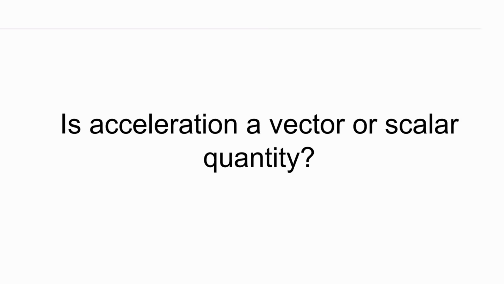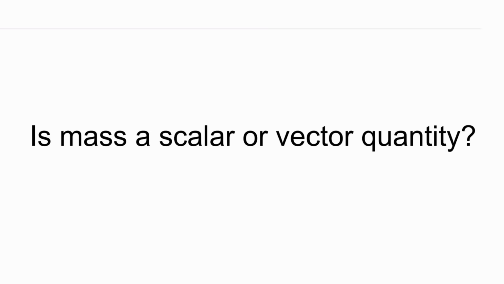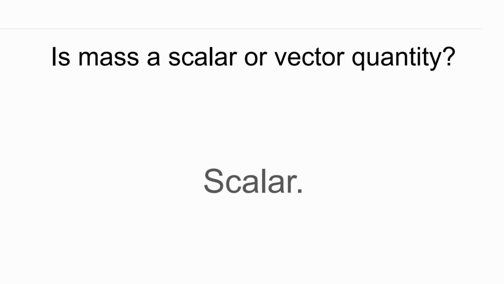Is acceleration a vector or scalar quantity? When you move from here to there, it is sometimes positive and sometimes becomes negative. It has a direction, so it is a vector quantity. Is mass a scalar or vector quantity? Mass does not have any direction. It means that it is obviously a scalar quantity, having a magnitude and a unit, kilogram.